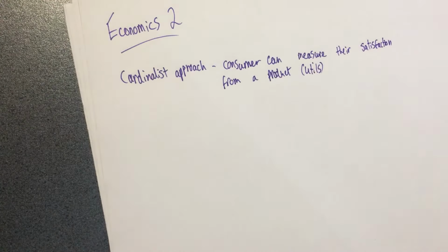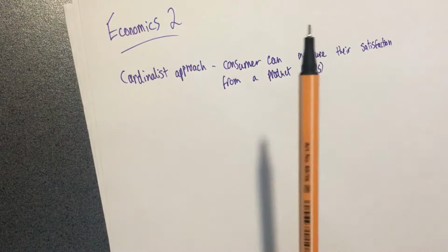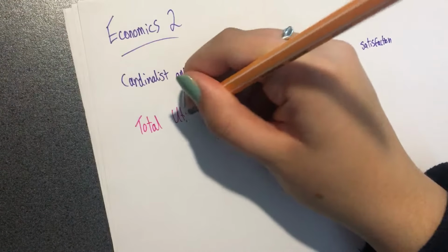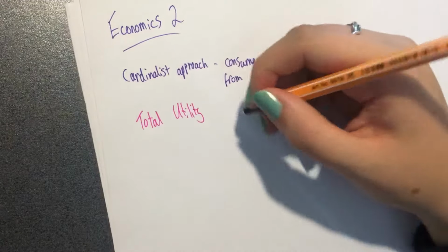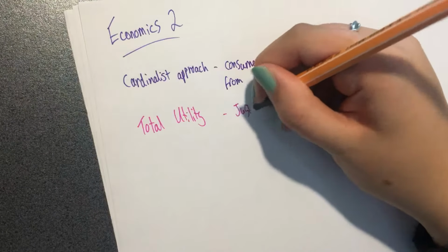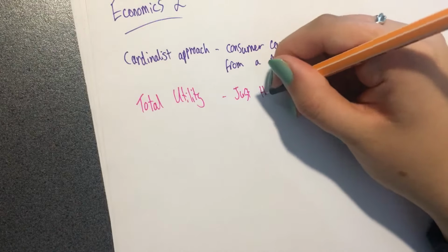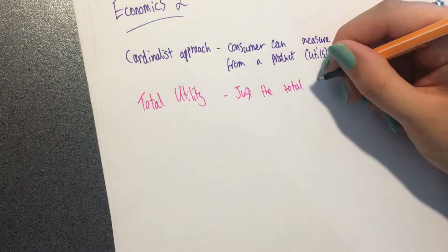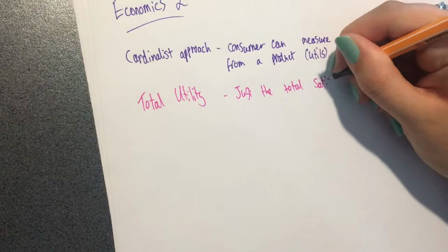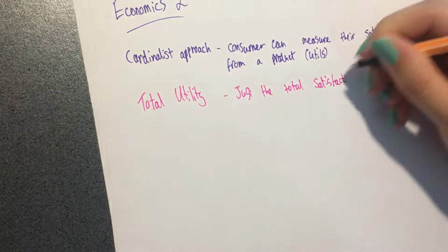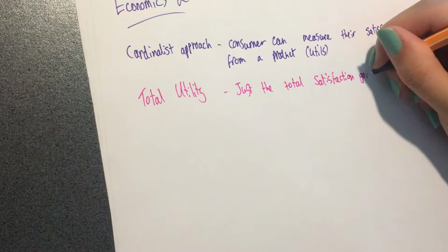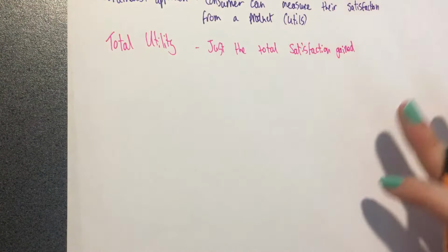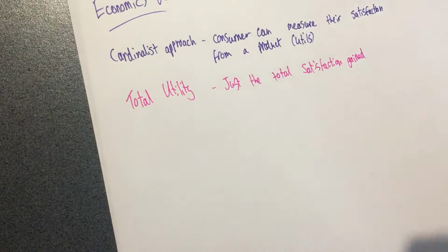Okay, next definition. What is total utility? So total utility is very simple. Now this is just the total satisfaction gained from a product or an event in our case. So if I buy a kebab, my total utility will be how much satisfaction I get from that delightful kebab after a night out. Okay, so there's no equation for this one, so don't stress too much about that.